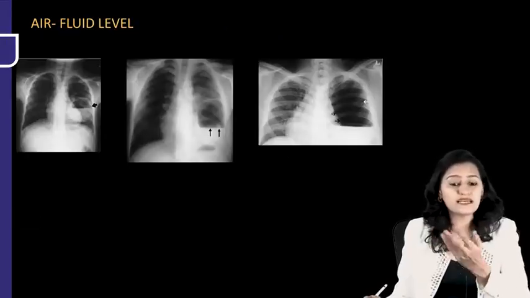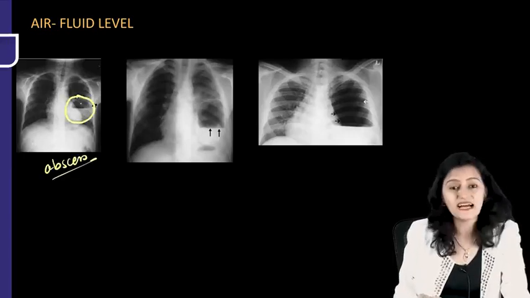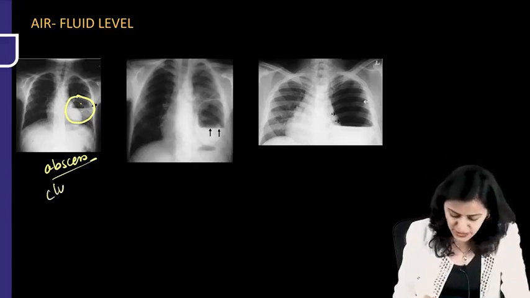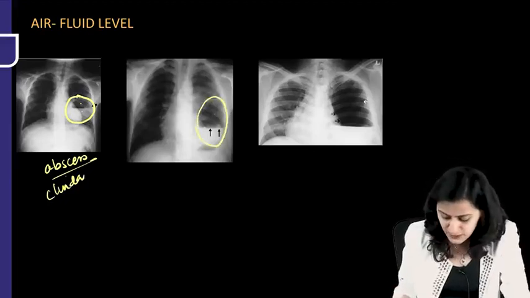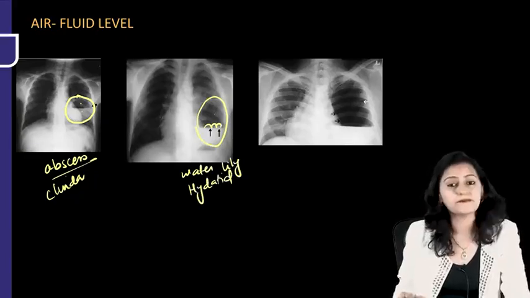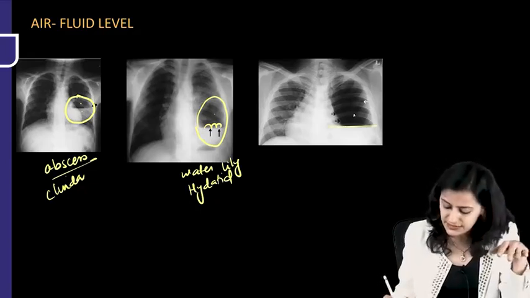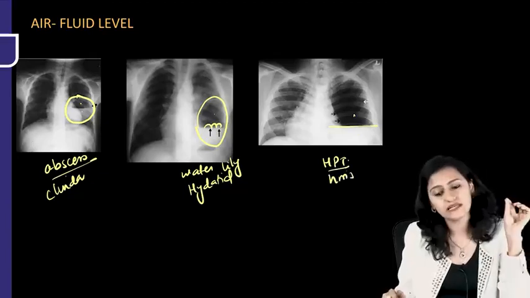Now coming to air fluid levels, how do you differentiate? If you have a lung lesion with air fluid level, the first differential that you think of is lung abscess. The patient will have high grade fever. Drug of choice is clindamycin. If you have the lesion with air fluid level with something floating, that is the water lily sign. Water lily sign is suggestive of hydatid. If you have the air fluid level across the entire hemithorax, then it is hydropneumothorax. H for H, it has the horizontal level.